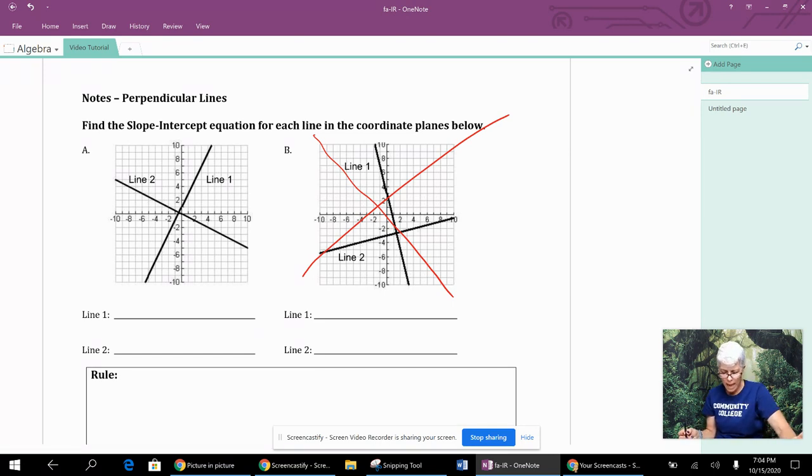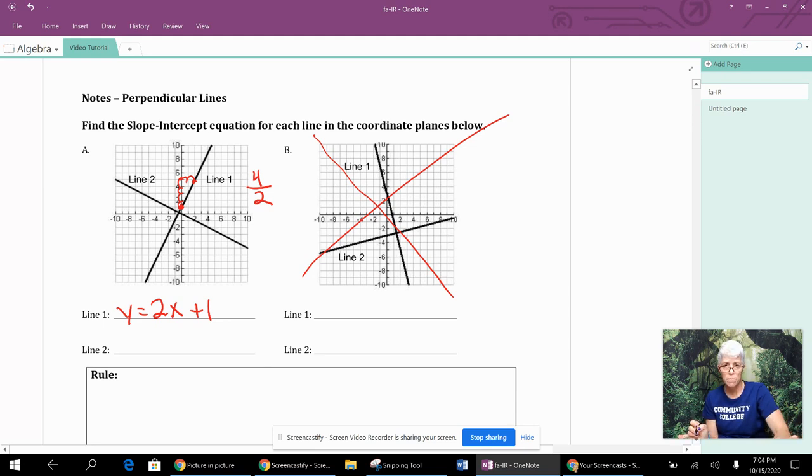So for line number one, I'm going to go ahead and look. I can see that my y-intercept is +1. So I'm going to go ahead and put that. Y equals, and so I need to figure out what my slope is. So I'm going to pick a point that looks pretty good. And so this is 1, 2, 3, 4. My rise is 4. My run is 1, 2. 4 over 2 is 2. It looks like a positive slope. So I'm going to write y equals 2x plus 1, and so we're good.